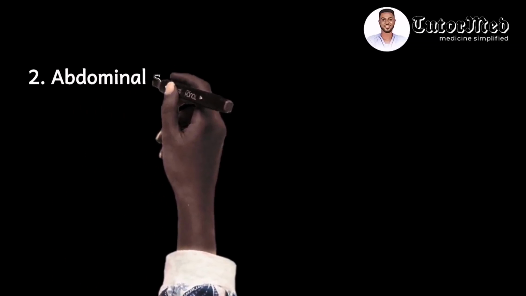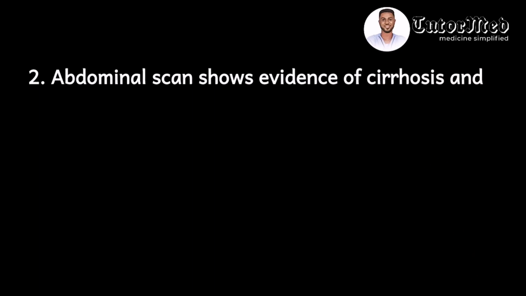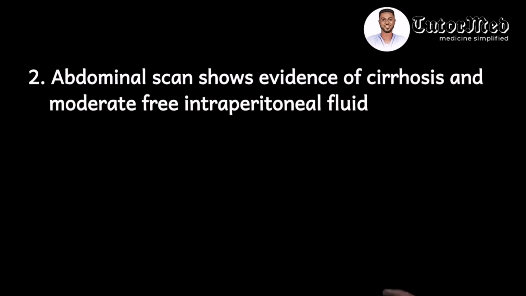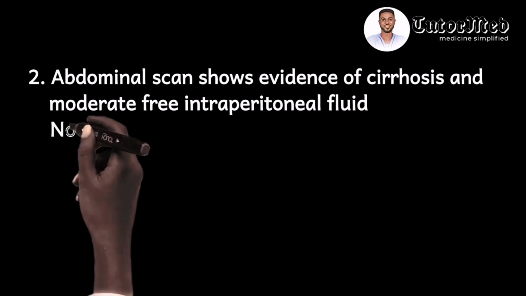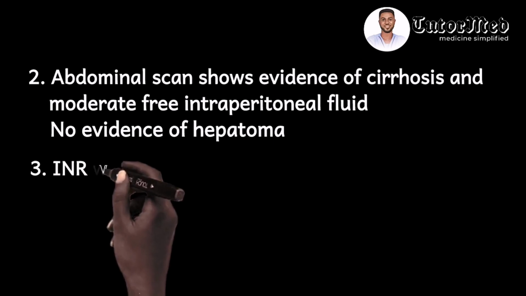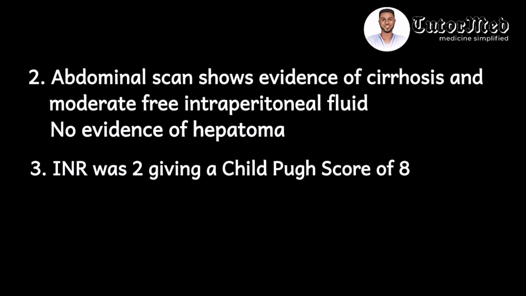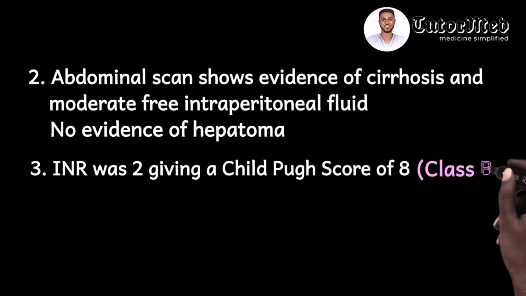The abdominal scan done shows evidence of cirrhosis and moderate free intraperitoneal fluid. There is no evidence of hepatoma. The INR was 2, giving a Child-Pugh score of 8, which is class B cirrhosis. And so here you realize that we gave investigations which were more diagnostic or supported our diagnosis, more than the other irrelevant investigations.